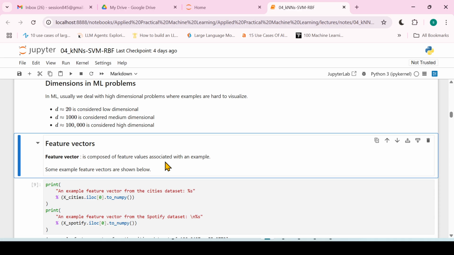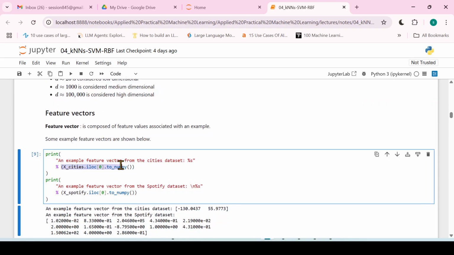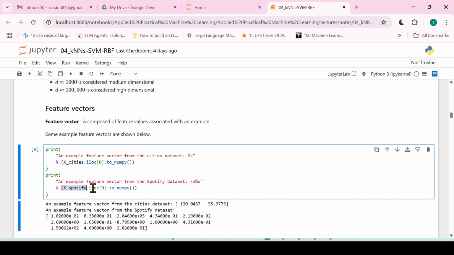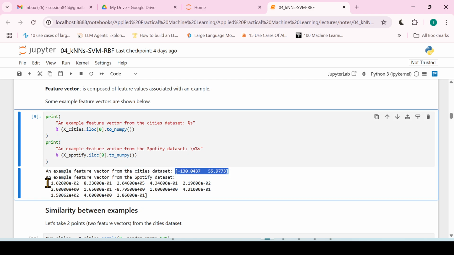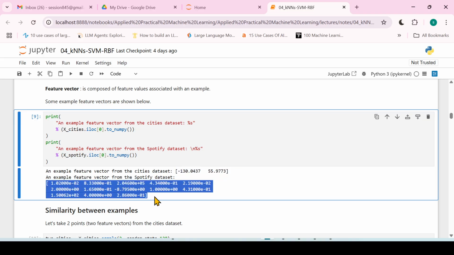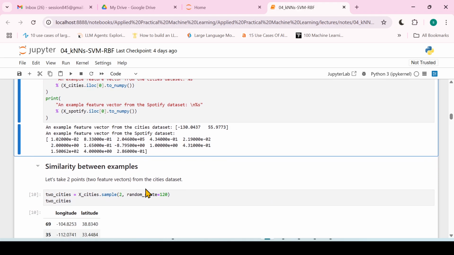Now again, understand a few terms like feature vector. What is a feature vector? A feature vector is composed of the feature values associated with an example. Consider these examples we have. Here we are taking the feature vector of the first example of the city dataset, and of the first example of the Spotify dataset. For the city dataset, this is the feature vector, and for the Spotify dataset, this is our feature vector, right? To understand, the feature vector is nothing but the feature values in a vector.